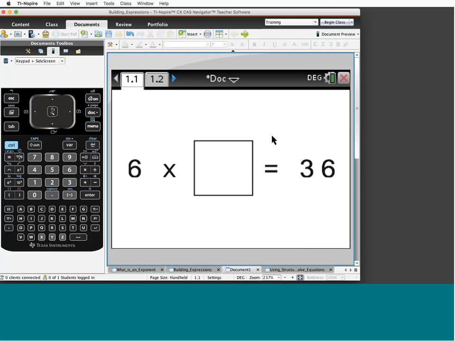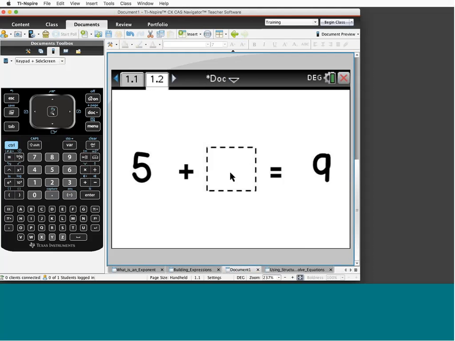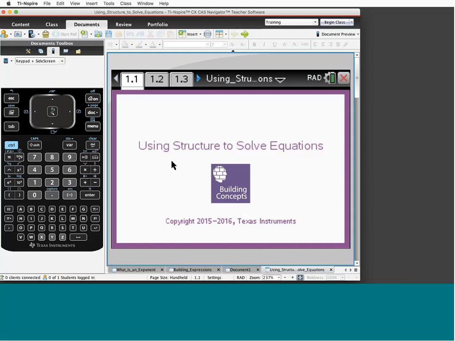So the third file I want to share is about using structure to solve equations, which my pre-service teachers' response to is always, why didn't I know this before? Why wasn't I taught this earlier? So in making the connections, think of a problem like this from elementary school, some kind of missing factor, 6 times something equals 36, or a missing add-in problem, 5 plus something equals 9. This missing factor or missing add-in idea is what's behind this whole idea of using structure to solve equations. And so we're trying to connect what students have learned in elementary school to algebraic reasoning.